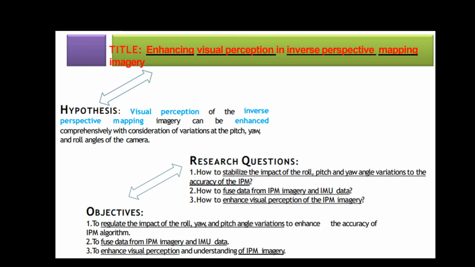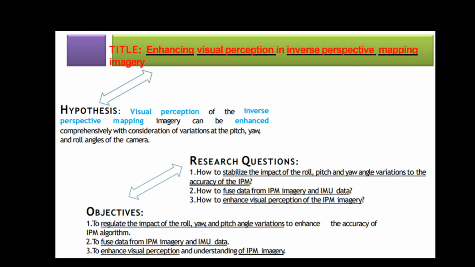This example shows you how you can create a hypothesis from the research title. Look at this one. The title is Enhancing Visual Perception in Inversely Perspective Mapping Imagery. From there, you can see the underline is where you need to create the hypothesis. That is the important part in the title. So enhancing is a keyword, visual perception, and inverse perspective mapping. So the hypothesis is that the visual perception of the inverse perspective mapping imagery can be enhanced.